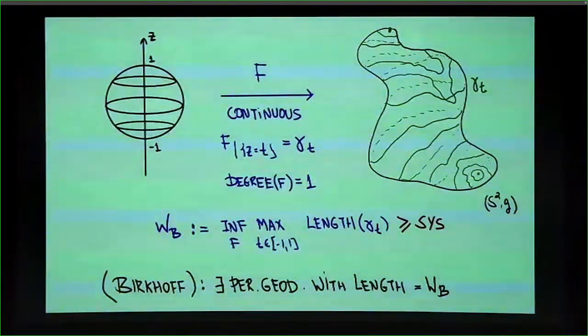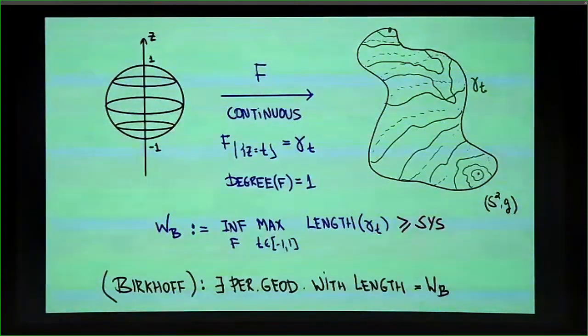Okay, so since Birkhoff showed that this number WB is realized as the length of some periodic geodesic, by the definition of the systole, we know that this number here is an upper bound for the systole. And this is interesting to remark about because if you start to think about it, the systole is the least length, but how can you estimate this number if you don't know the geodesics of the space?